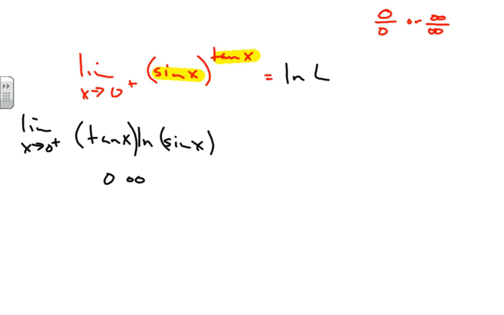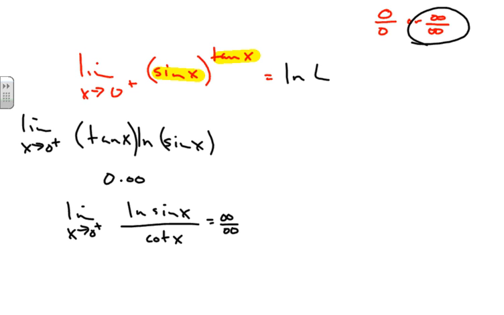We don't have anything we can work with yet. But like we did before, we can rewrite this as natural log of sine of x over 1 over tangent of x. Remember 1 over tangent of x is actually cotangent. Now when we plug in 0 into cotangent, we realize that we have infinity. So taking the limit as x approaches 0 from the right, we have infinity over infinity, an indeterminate form that we like and can use. So from here, we can use L'Hôpital.